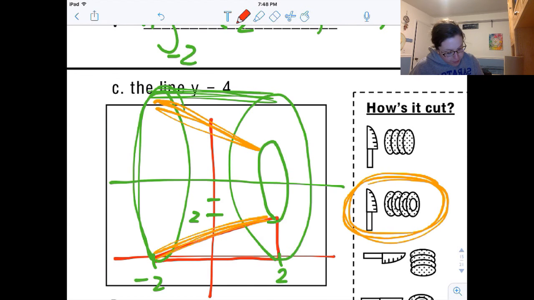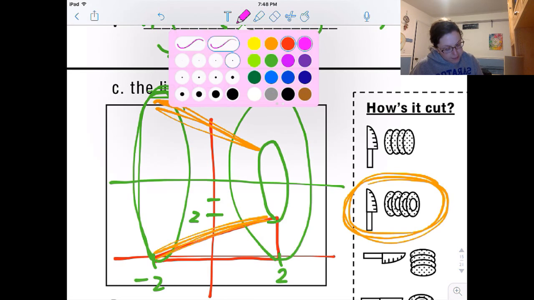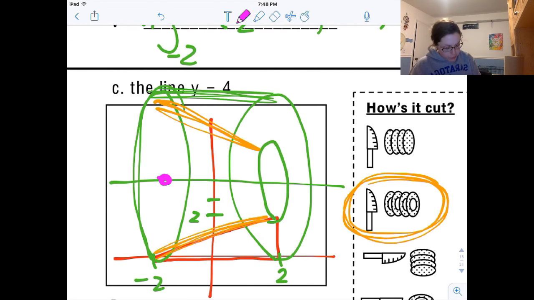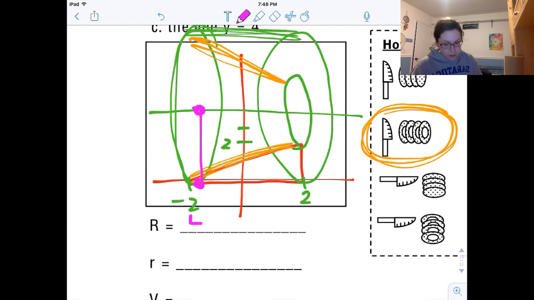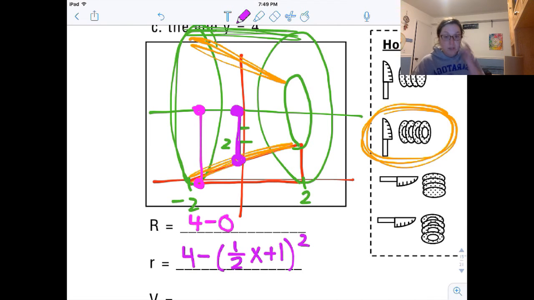Outer radius is going to be from the axis of rotation to the outer part. That's y equals 0. That's the x-axis. So this would be 4 minus 0. The inner radius is from your axis of rotation to that curve. That's the inner part. So that would be 4 minus the curve, which is 1/2 x plus 1, not squared. Okay, so that's your inner radius.